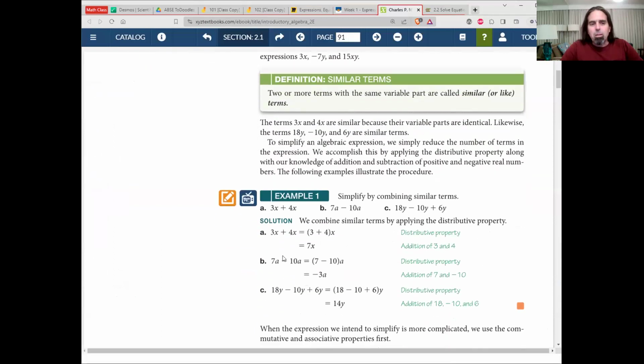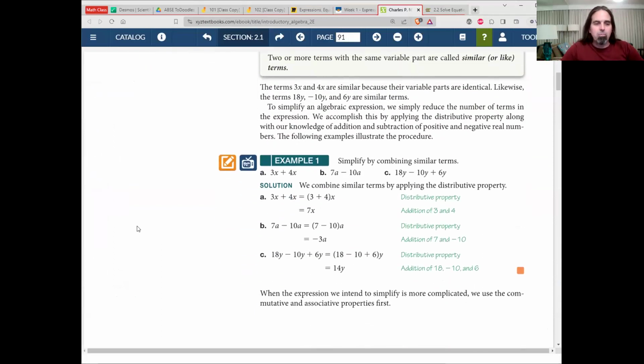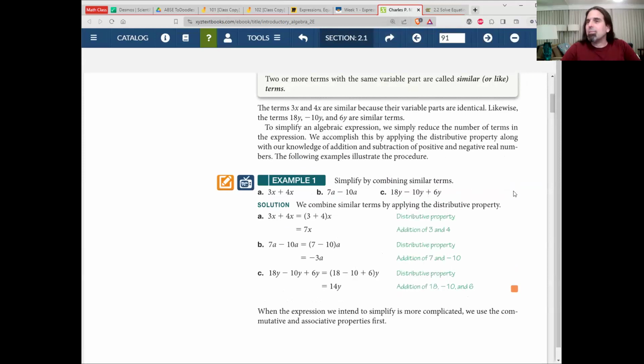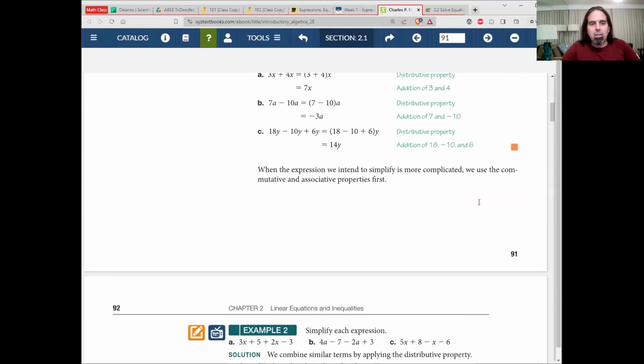Okay, so we talked about combining terms, that if I have 3x and 4x, that's the same as just 7 of those x's. Or if I had 7 somethings, whatever a is, but I owed somebody 10 somethings, then I'm in debt 3 of those somethings, and so on. Anyone want me to do things like this example 1? I'm going to make it bigger too, so you can see. No one? Okay, I'll keep going.